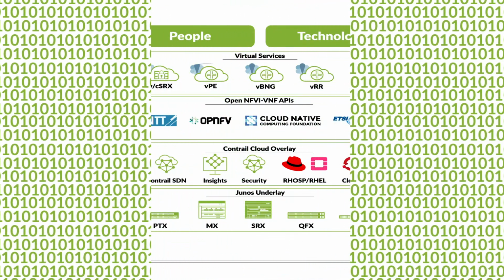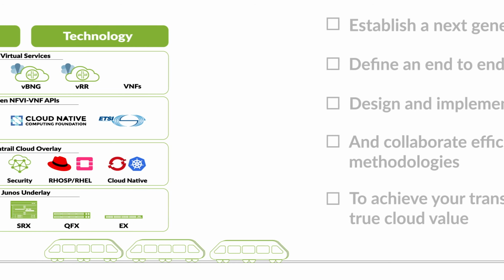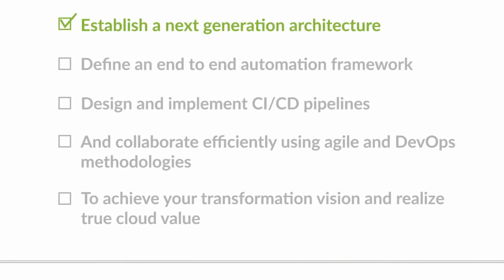Juniper's cloud-first telco cloud architecture is built on an automation framework to operationalize the cloud and realize cloud outcomes like speed, agility, and scale. At Juniper, we help service providers establish a next-generation architecture, define an end-to-end automation framework, design and implement CI/CD pipelines, and collaborate efficiently using agile and DevOps methodologies to achieve your transformation vision and realize true cloud value.